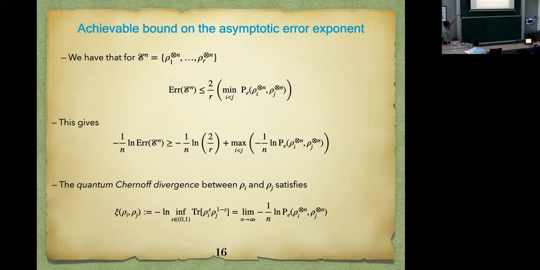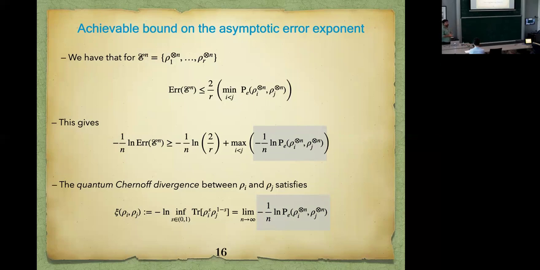So if you just simply do the mathematics, you get -1 over n times the log of the left hand side is greater than or equal to the quantity on the right hand side. Now, as n tends to infinity, the first term vanishes. So the only interesting term is the second one. But that term is actually known. It is given by the quantum Chernoff divergence. If you take n tending to infinity, the limit exists, and it is given by the well-known quantum Chernoff divergence between the two states.